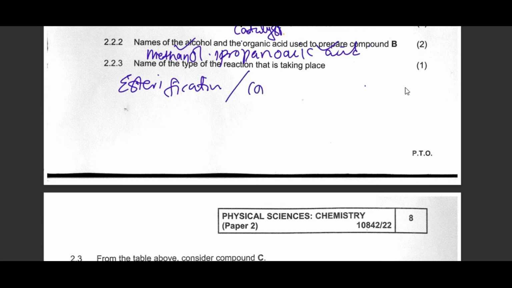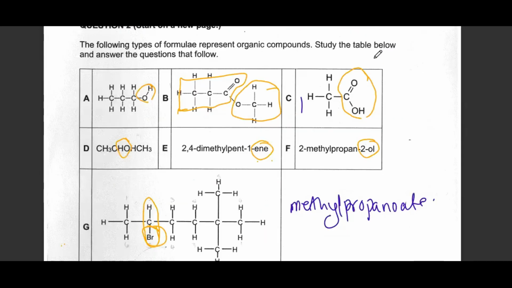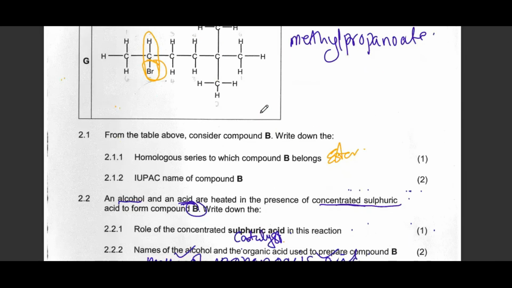Sometimes we can call it condensation. Yes, why condensation? Because it results in the loss of water molecules or small molecules, an example of which is water. So at the end of the reaction, when this one is formed, you also produce a small molecule called water.